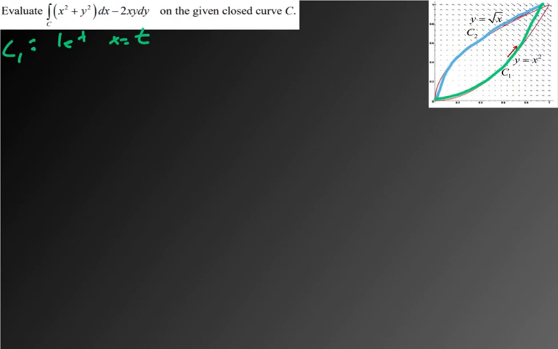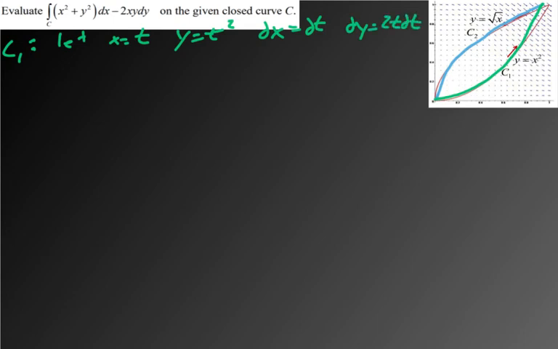I'm going to let x equals t, and then y equals t squared. So it's just another way to do it, and I'll basically convert everything to t. If I have that definition for x and y, dx is dt, and dy is 2t dt.